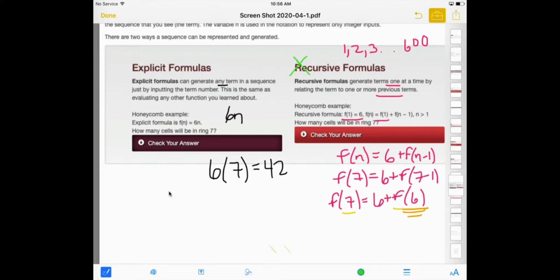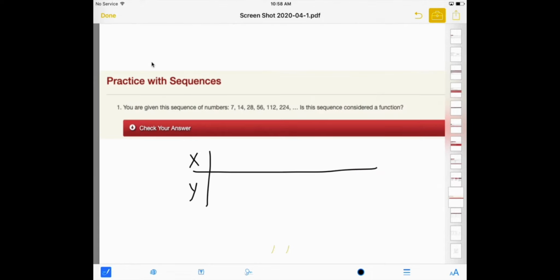And in my opinion, if you ever have the choice, don't use a recursive formula. It's probably going to take you too long, depending on what you're looking for. Definitely go with the explicit formula. It's going to be a lot easier. No matter what term, any term that you want to find, you can easily use the formula, plug it in, and figure it out. So at the bottom of this page, we have a couple practice questions.